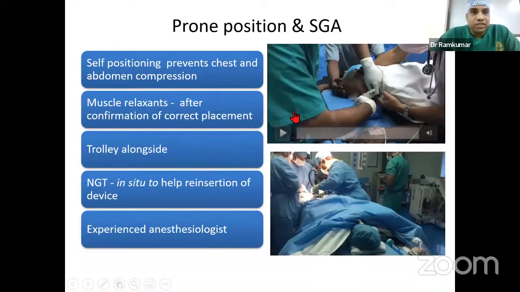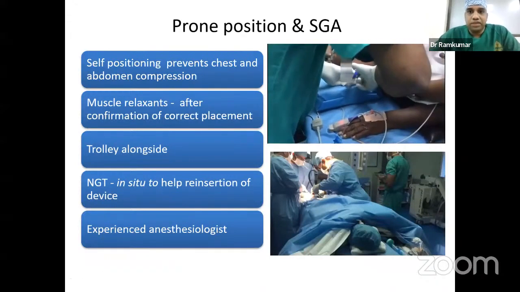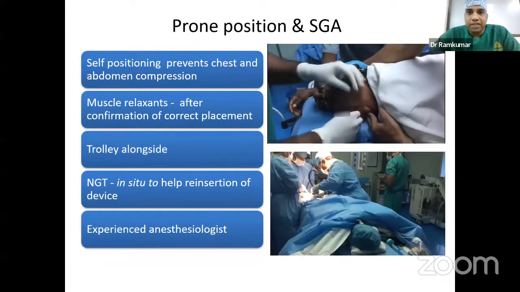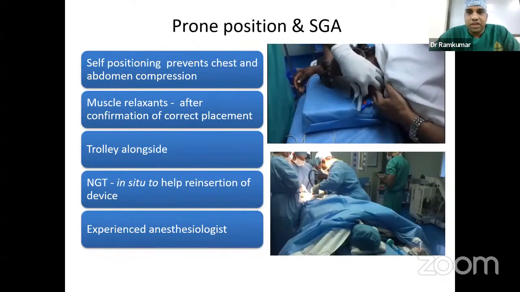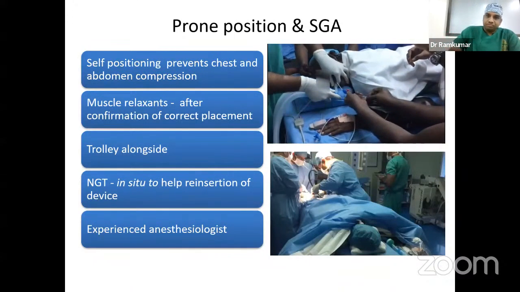Here, what I did is, the advantage is I can ask the patient to lie prone on their own, so that they can avoid chest and abdominal compressions. Once the device is inserted, you can use muscle relaxant, and you always keep the trolley alongside so that if anything goes wrong, you can turn the patient supine onto the trolley, and then you can intubate. Here the ProSeal LMA is inserted with almost a neck extension position in the prone position.